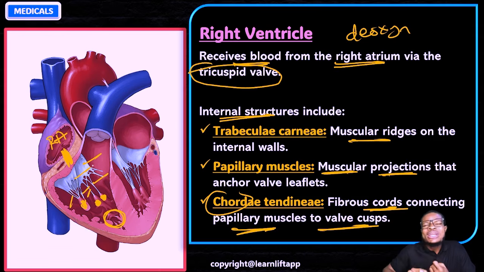Number one are the trabeculae carneae. Number two are the papillary muscles. And then number three are the what? The chordae tendineae. If you get this and you know it to the core, that's all. That's about the right ventricle.